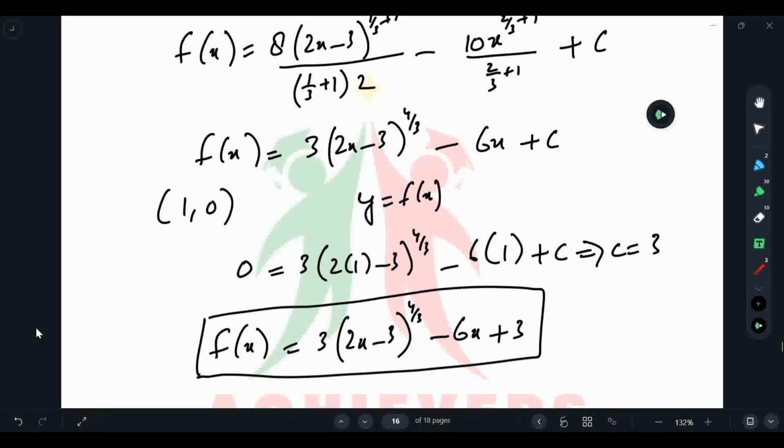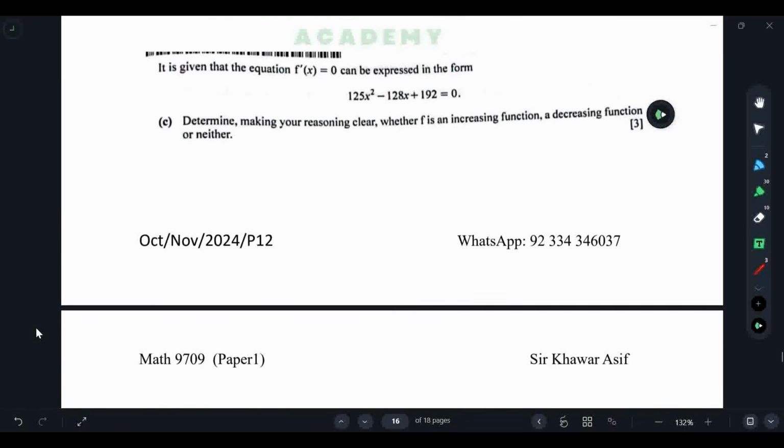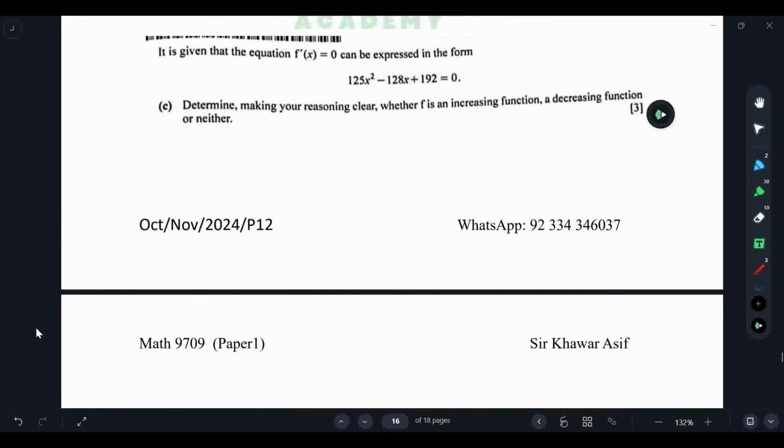So this will be the final answer. I hope that the concept is clear to all of you. If you still have any question, you can ask it in the comment section. Let's move to the next one, the last part.